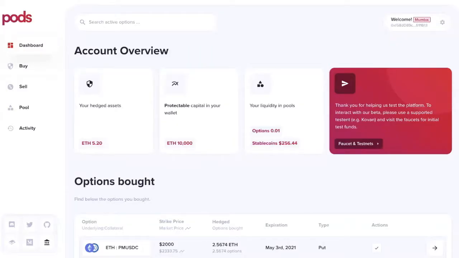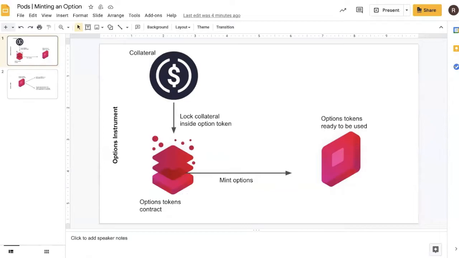Today we're going to talk a little bit about minting an option. What does it mean to mint an option and buy an option? What's the difference between the two? Before we start, let's take a look at the concept level. What does it mean to mint an option?